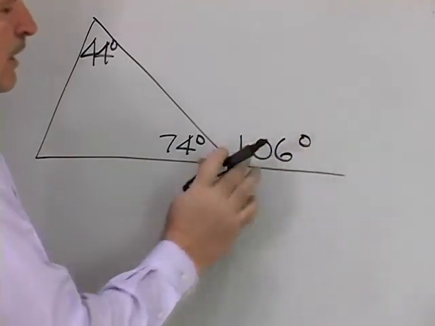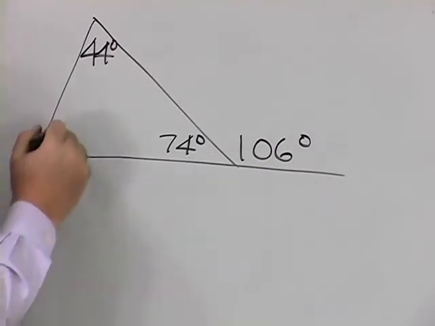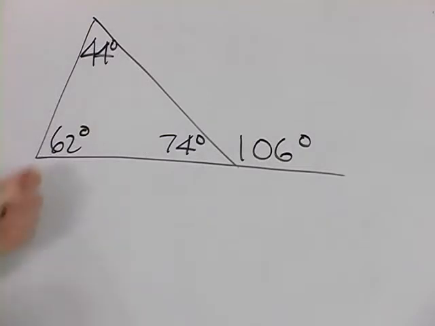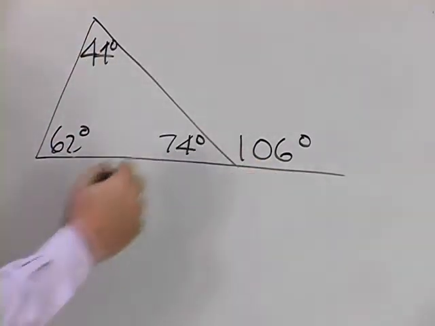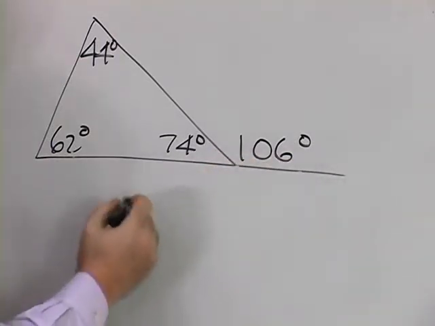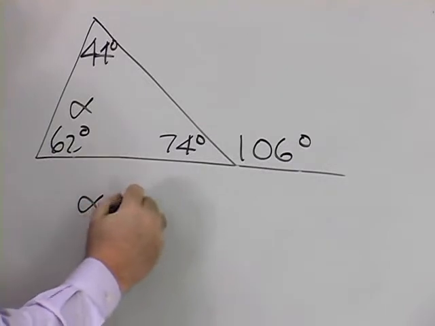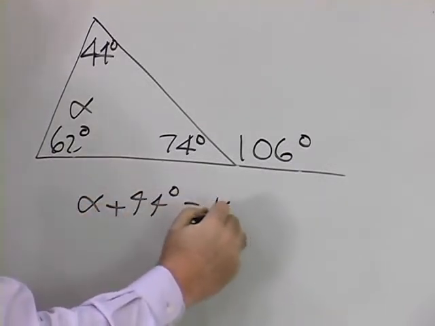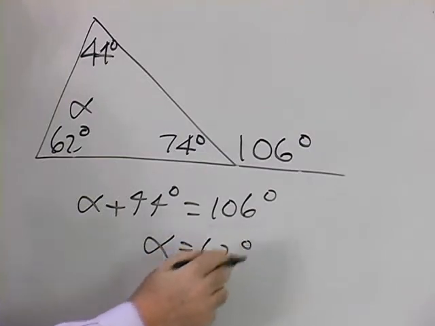106, because they have to add up to 180. What would this one be here? 62, because these two have to add up to that, correct? So if we already had 106, so if we'll call this alpha, if alpha plus 44 equals 106 degrees, subtract 44, alpha equals 62 degrees.